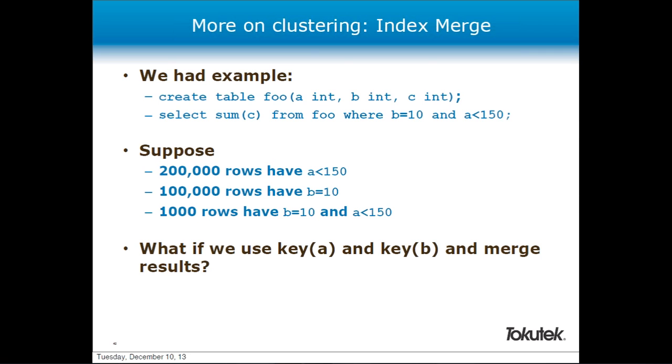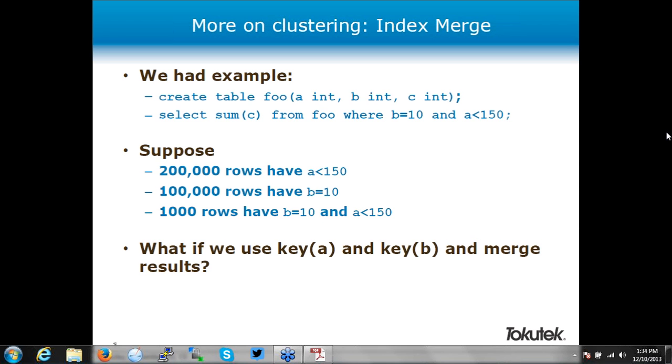Now, recall in the middle of rule 1, I talked about an index merge and how that was a possibility. And now I want to bring that back. We had the query select some C from foo where B is equal to 10 and A is less than 150. And once again, we had 200,000 rows where A is less than 150, 100,000 where B is equal to 10, and 1,000 where they both match.